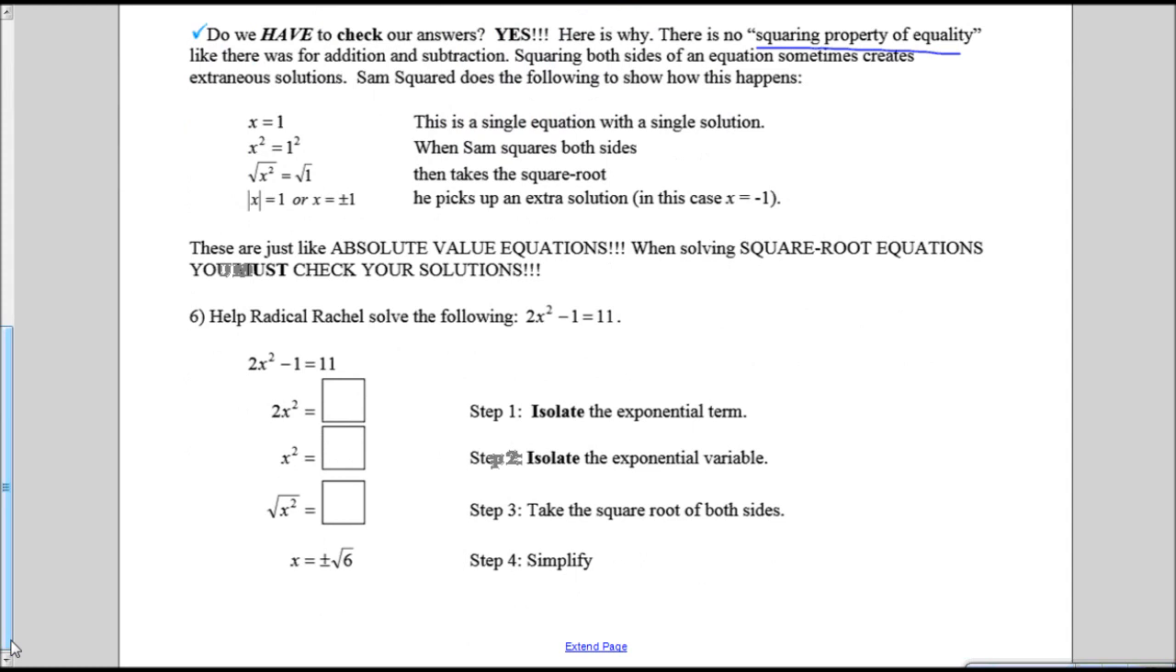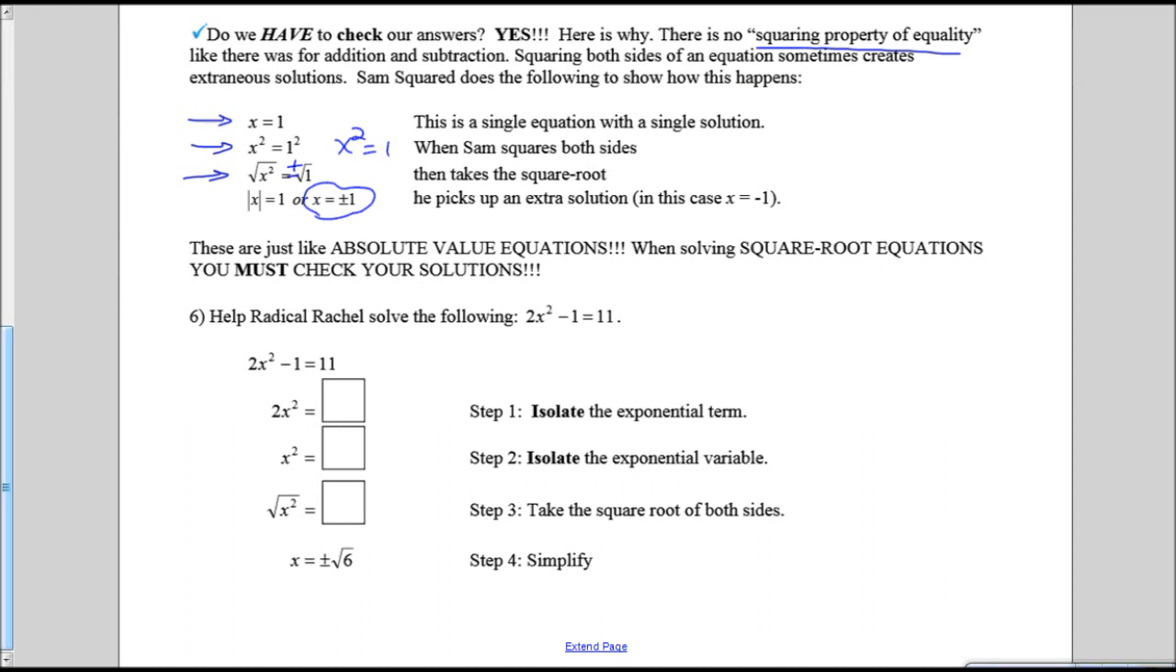We have x equals 1. This is a single equation with a single solution. X is just equal to 1. If I square both sides, I have x squared equals 1 squared, which means x squared equals 1 again. Then if I take the square root of both sides, I would have to put a plus or minus when I take the square root. So I would wind up with x could be plus or minus 1. So I pick up an extra solution when I square both sides. Sometimes this happens, sometimes it doesn't. These are just like absolute value equations. When solving square root equations, you must check your solutions.